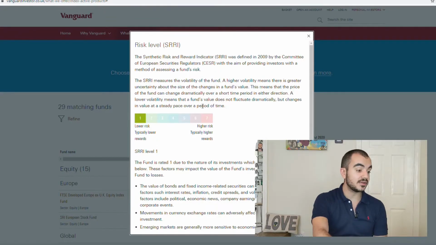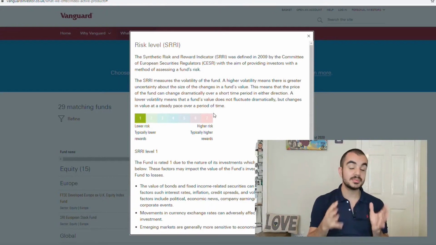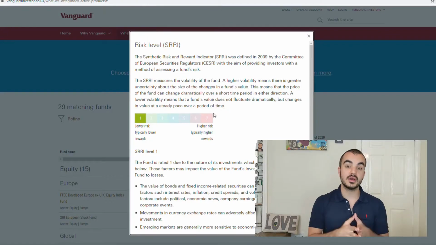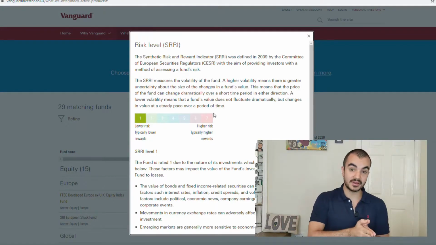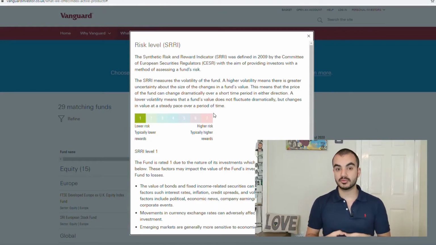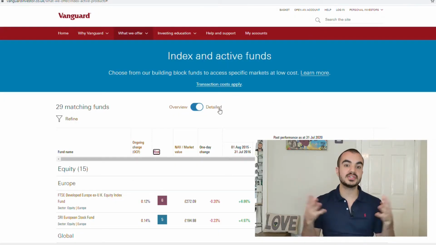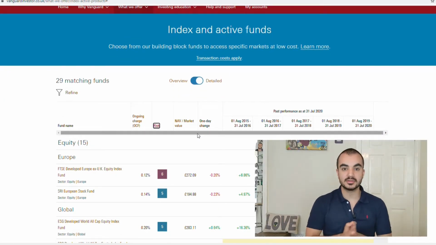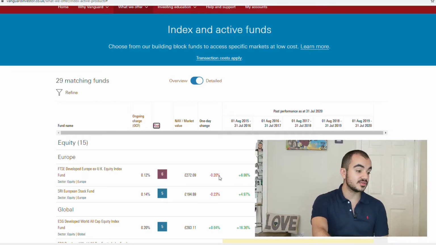So the next column that we have is risk. Now this is measured on a scale of 1 to 7 with Vanguard, and Vanguard actually calculate this based on the volatility of the fund. So a highly volatile fund typically reaps higher rewards. A fund that is lower in volatility or a lot safer will reap lower returns. That's the general rule of thumb, but obviously performance from the past does not represent the future, so just be wary of that fact. So Vanguard have actually rated this fund on a level 6, so it's quite a risky fund compared to the others.